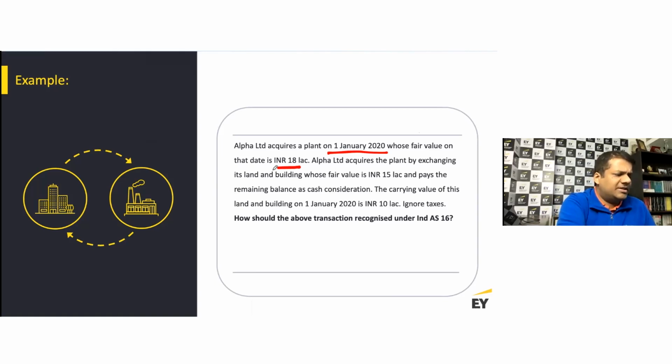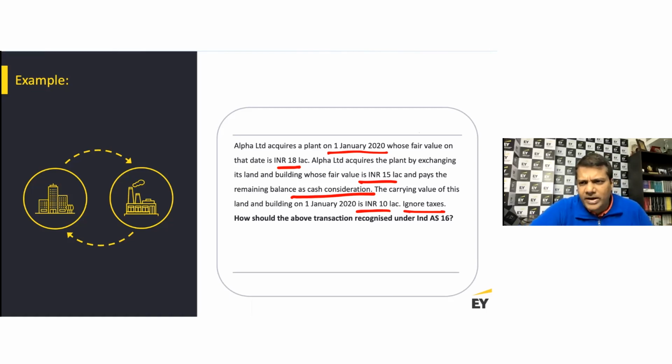Alpha Limited acquires the plant by exchanging its land and building, whose fair value is INR 15 lakh, and pays the remaining balance as cash consideration. The carrying value of this land and building as on the date of exchange, which is 1st January 2020, is INR 10 lakh. Ignore taxes. How should the above transaction be recognized under Ind AS 16? So it's a non-monetary exchange, right? I'm acquiring one asset, in exchange I'm giving up another asset, and I'm also paying cash here. Some portion of the consideration is paid by way of cash. The question is, how do I account for it?